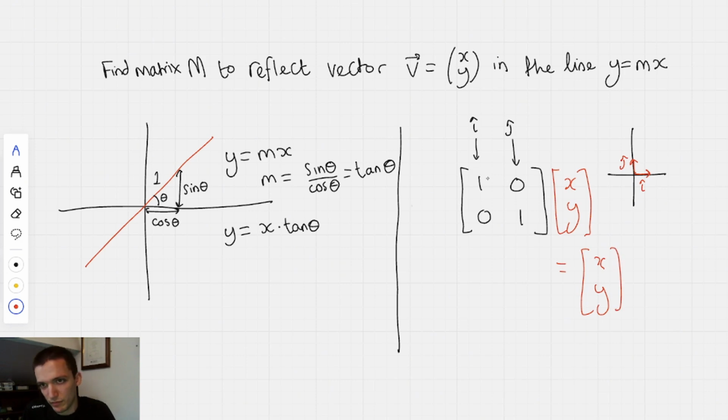Now, what we essentially need to do is figure out, if we have the vectors i hat and j hat and the line y equals mx, well, where does i hat go and where does j hat go? And then if we can figure that out, we can simply write in our two vectors next to each other in the form of a matrix, and that should be our final answer. Now let's give this a go.